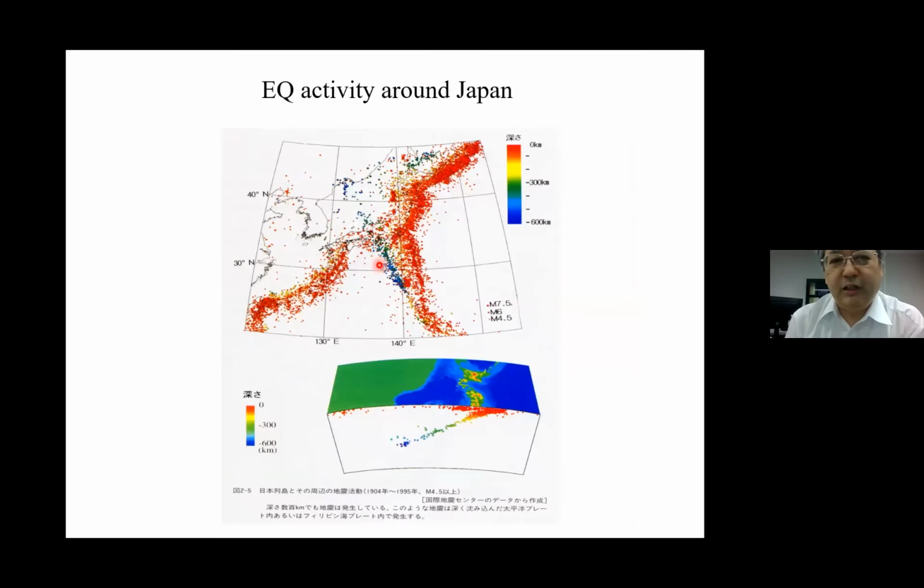This is the earthquake activity around Japan. The color indicates depth. Okay, here are some active areas. Anyway, this activity is related to the plate motion, the Pacific plate subducting under the Eurasian plate. So our country has many earthquakes. And this is a cross-section of the northeast part of Japan. The subducting Pacific plate is given here. So we can see the boundary very clearly from the epicenters, hypocenters.